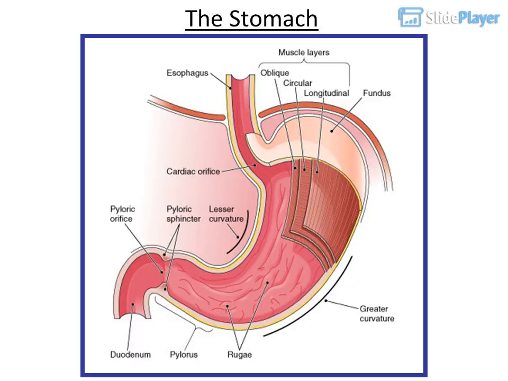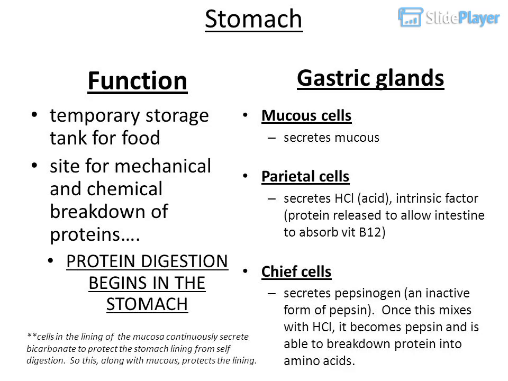The stomach. Protein digestion begins in the stomach. Gastric glands: mucus cells secrete mucus. Parietal cells secrete HCl, acid, and intrinsic factor, which allows the intestine to absorb B12. Chief cells secrete pepsinogen, an inactive form of pepsin. Once this mixes with HCl, it becomes pepsin and is able to break down protein into amino acids.